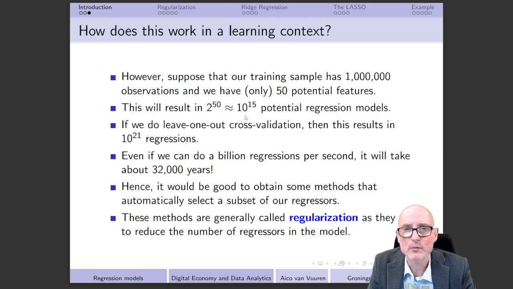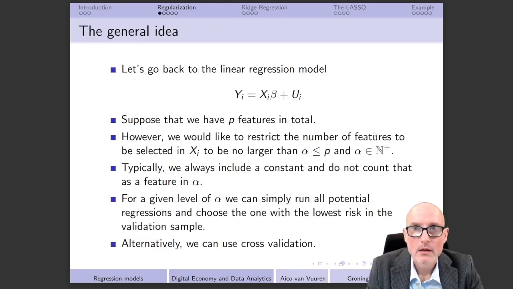So it would be good to obtain some methods that automatically select a subset of our regressors. These methods are generally called regularization, as they try to reduce the number of regressors in the model. In order to get the general idea behind regularization, let's go back to the linear regression model.